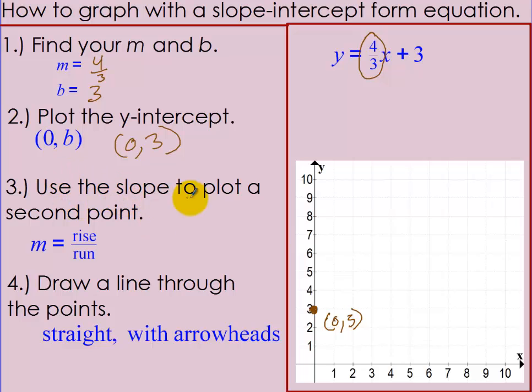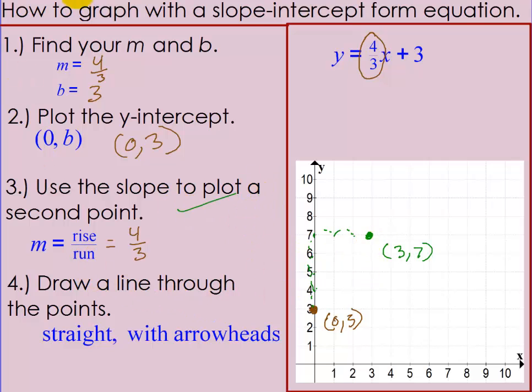Now next thing is use the slope to plot a second point. So my rise over run here is going to be 4/3, your slope. So that means you start at this point for the y-intercept, and I'm going to go up 4 and over 3. So 1, 2, 3, 4, and then over 3. 1, 2, 3. So my second point is going to be right here. And what are the coordinates of that point? Look at that carefully. It looks like it's going to be 3, 7. So I plotted my second point.